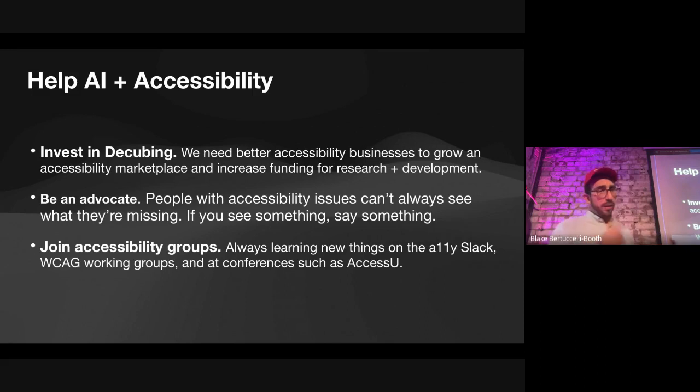The third kind of way you can help is join accessibility groups. The one I love is the A11Y Slack, great one to join. The WCAG has working groups and conferences such as Access U. Just go to them, just see what's out there. Be a participant in these discussions. This is a real big way you can help. So you can invest in Decubing, be an advocate, or join accessibility groups. Those are three ways you can help.